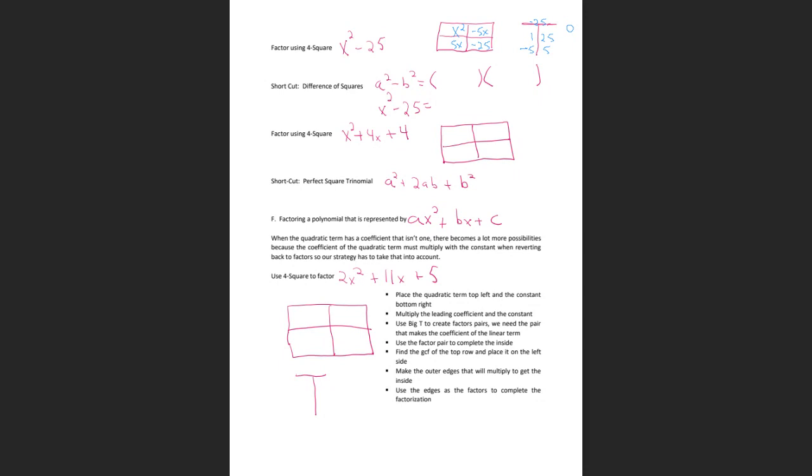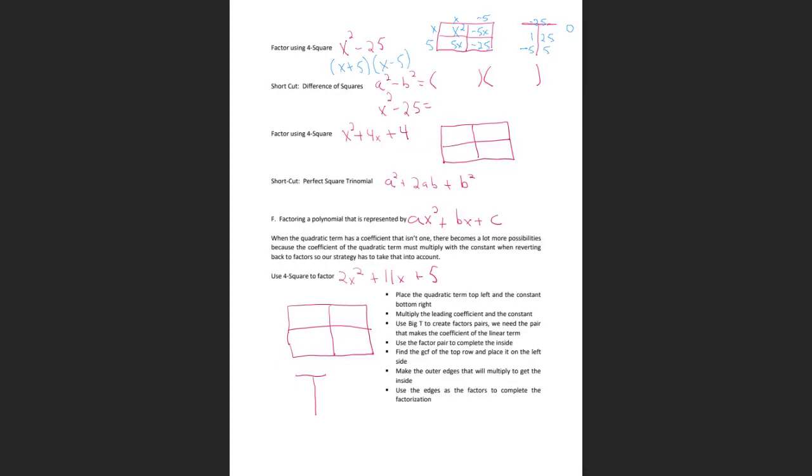So in doing so, we know that x times x is going to give me x squared. I'm going to need a negative 5 here to get that negative 5x. I need a 5 here for 5x. And 5 times negative 5 is negative 21, I'm sorry, negative 25. So that works out for us. So the factorization of x squared minus 25 would be x plus 5 times x minus 5. Again, that order does not matter.